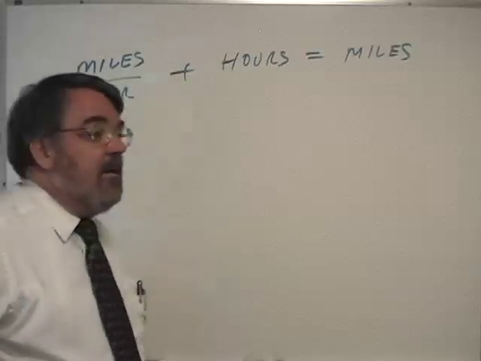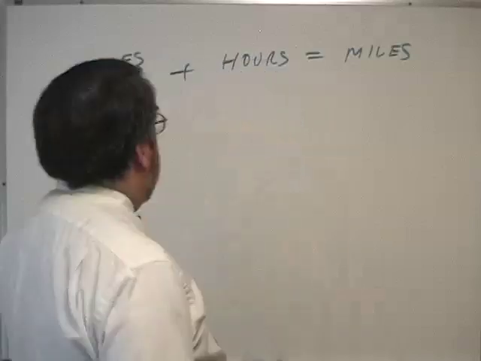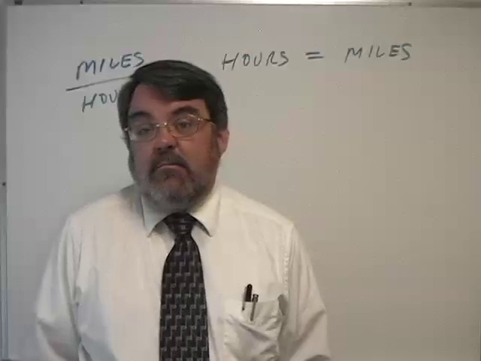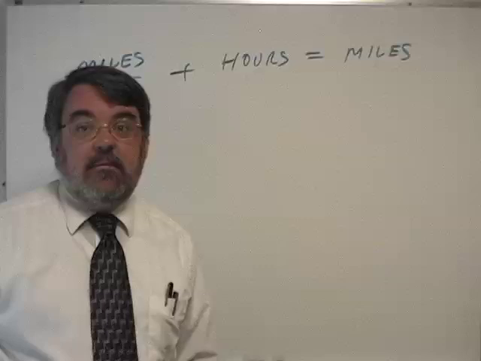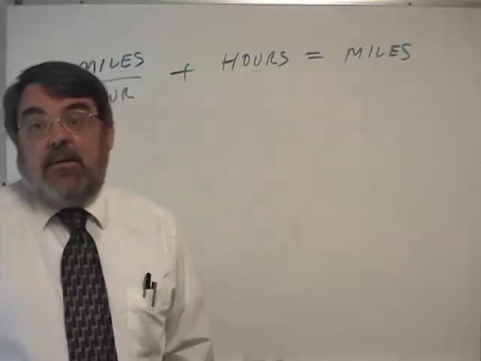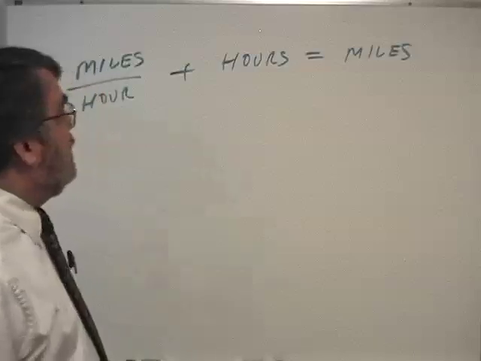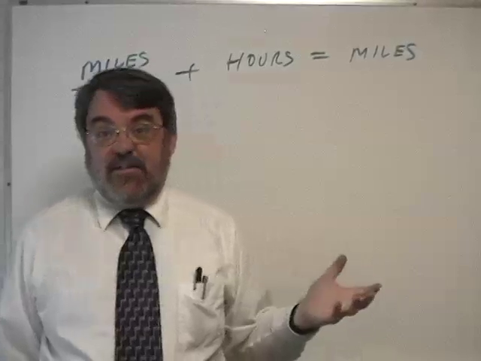For example, if you're driving 60 miles an hour for 3 hours, would you take 60 miles per hour and add 3 hours and get, what would you get? You wouldn't get anything that makes sense, would you? The problem here is that this is a mismatch of units.